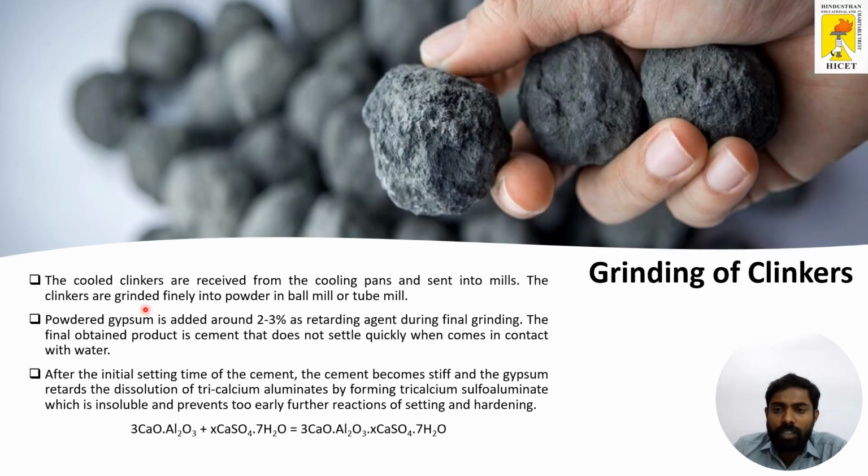Next stage includes the grinding of the clinkers. The cooled clinkers that are received from the cooling pans are sent into the mills. The clinkers are ground finely into powder in a ball mill or a tube mill. Powdered gypsum is added around 2 to 3% as a retarding agent during the final grinding. The final product is cement that does not settle quickly when it comes in contact with water, due to the property of the gypsum.